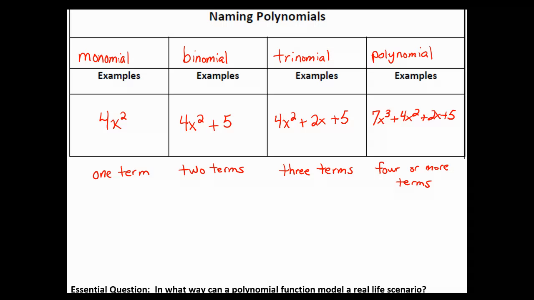Okay, so make sure you understand monomial is 1 item, binomial is 2 items, trinomial 3 items, polynomial 4 or more items.